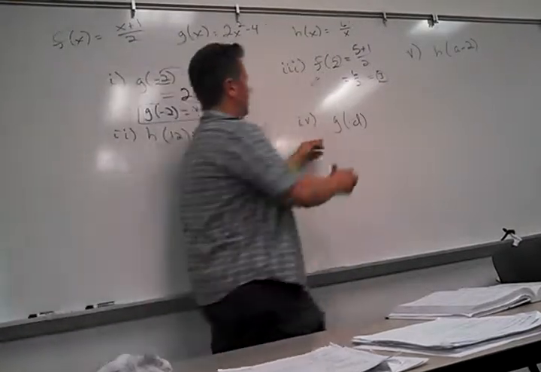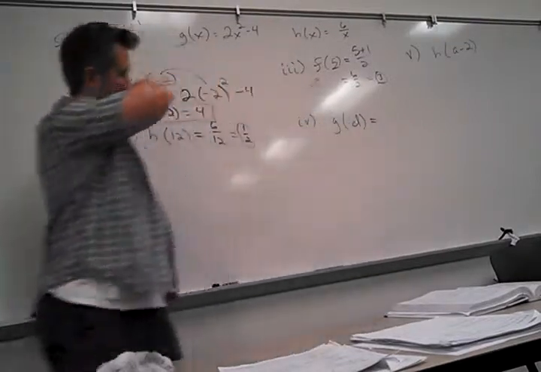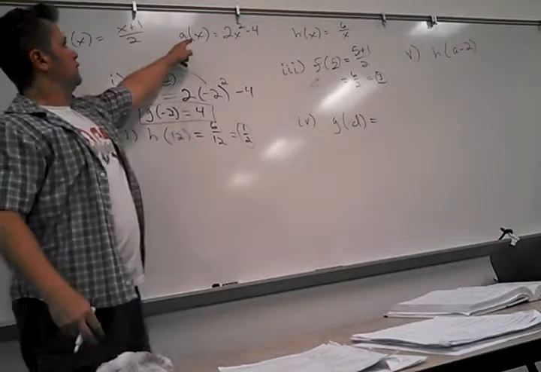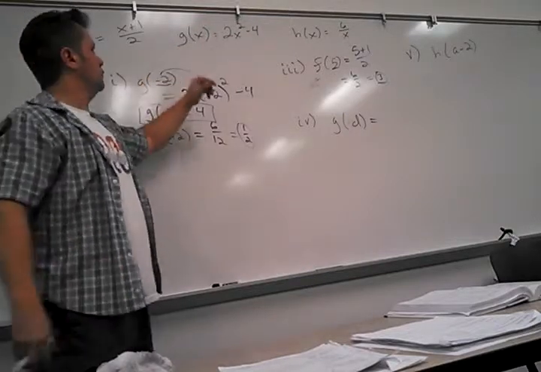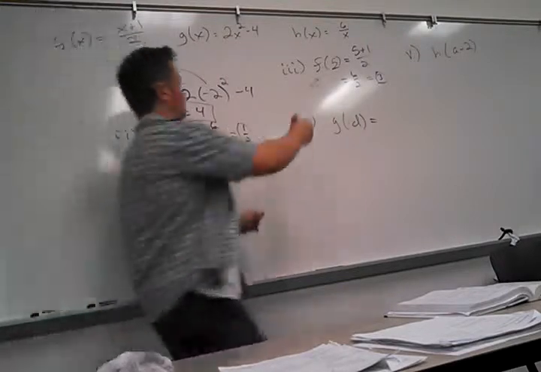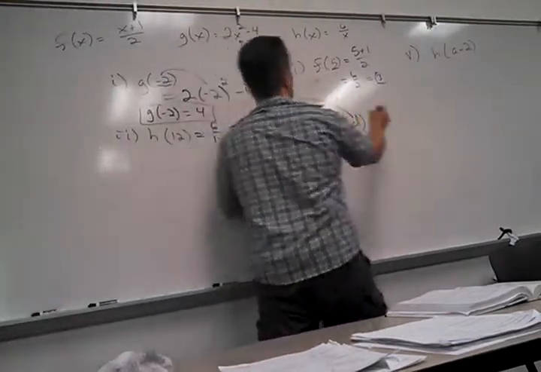What about number 4? Here's where we hit our first weirdness. If g of x is twice x squared minus 4, g of d is twice d squared minus 4. That's all. Just replace x with d.